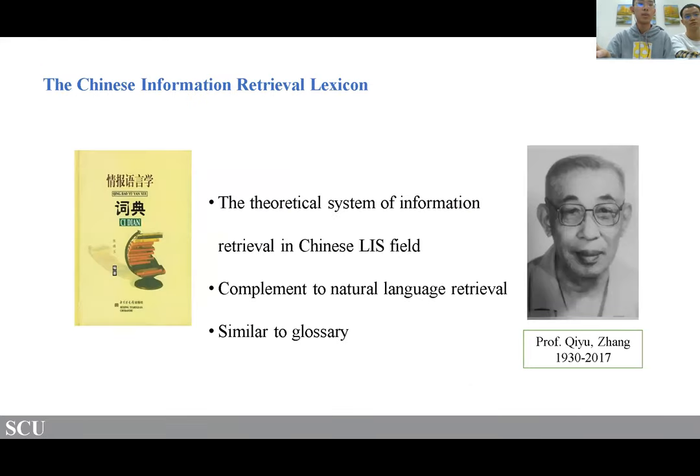After clarifying the benefits and technical basis, let's go back to the lexicon itself. This lexicon constructs the theoretical system of information retrieval in the Chinese library and information science field. Not only that, the distinguished author, Professor Qi Yuzhang, stated that the idea of it is complementary to natural language retrieval. And since this lexicon consists of technical words, it's similar to a glossary.